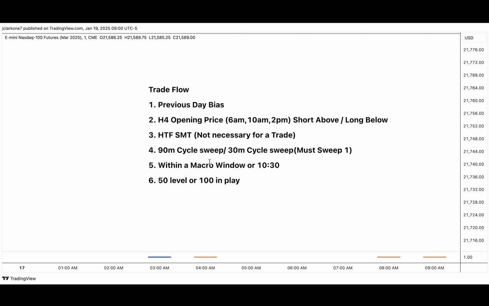Within a macro, I like to see the high or the low created within the macro window or around the half hour, so 10:30 especially is a good time. Other than that, I'm not really wanting to trade outside the macro window. And then key levels, so 50 levels, 100 levels, like 700, 750, 800, 850, that type of stuff. I like to see price close to that level or interacting with that level before taking a trade.